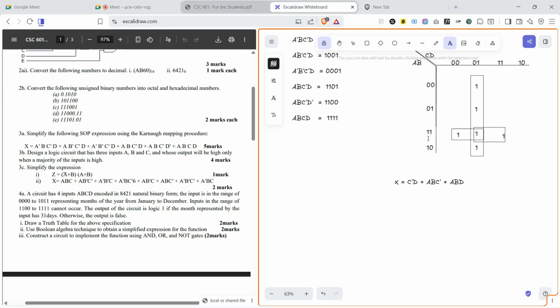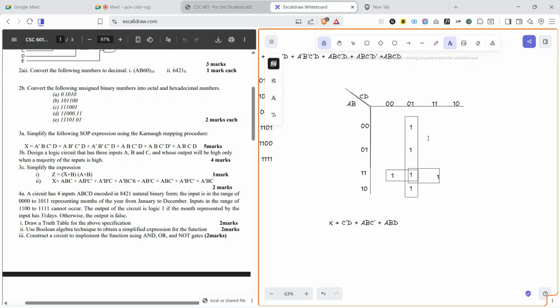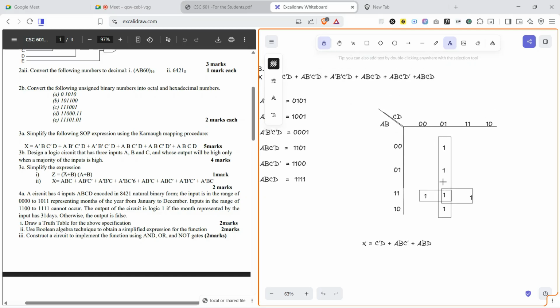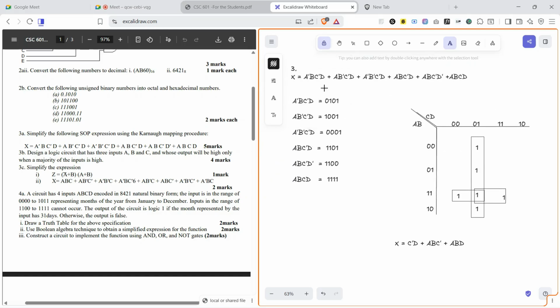I didn't get the way you get the final answer. Okay, let me re-explain. You got the part of getting all of these simplifications, like putting it in a K map, right? Yes. Now, just the final answer.